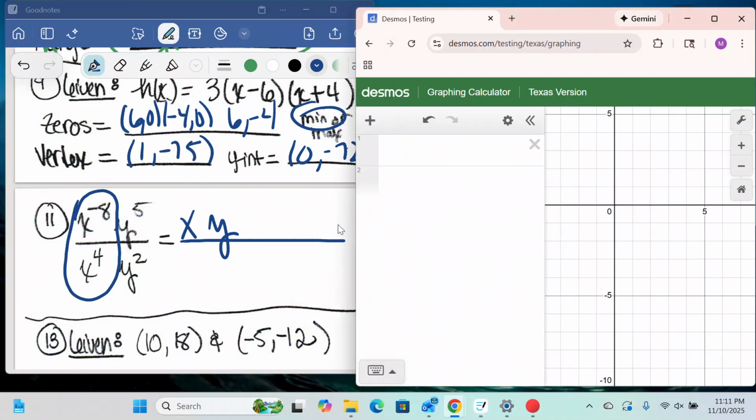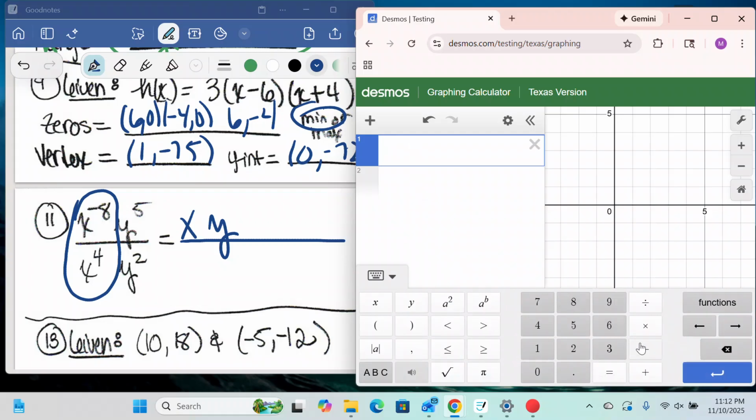It's not a power to a power. It's not a multiplication of powers, it's a division of powers. So in the division of powers, all I have to do is subtract. All I have to do is put in decimals, negative 8 minus 4, and it is negative 12.